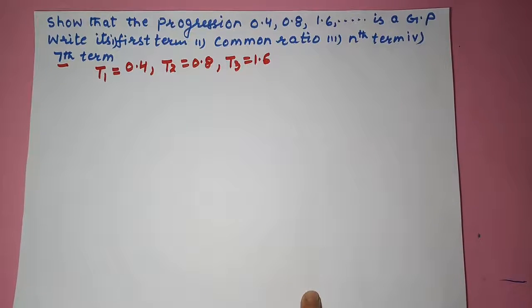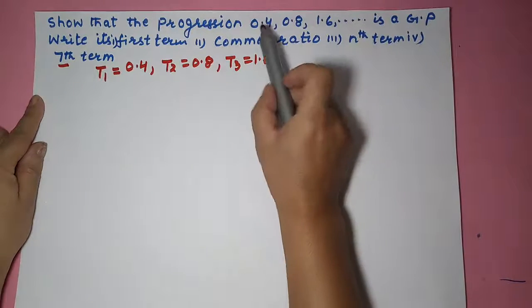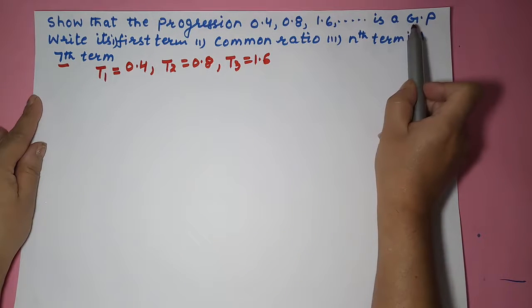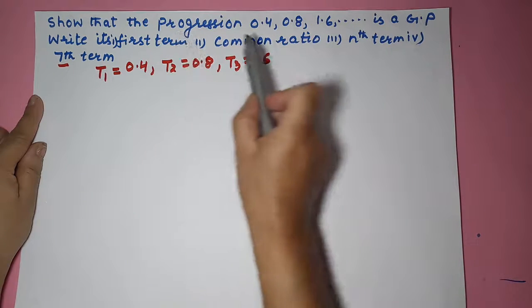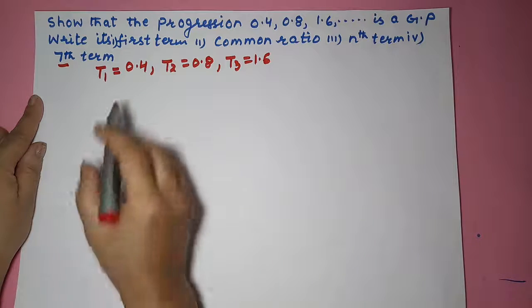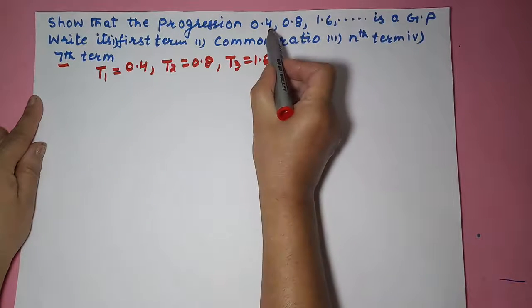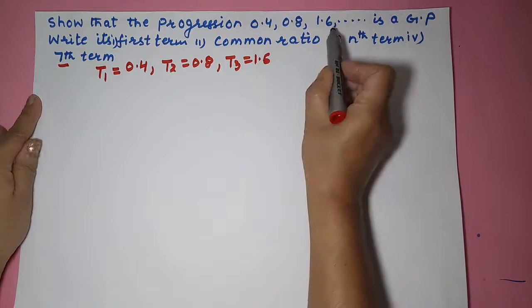In this video, we will continue with the GP sums. So here also we have to show that the given progression is a GP. And then we have to find its first term, common ratio, nth term, and then seventh term. So what is my T1 here? 0.4, T2 is 0.8, T3 is 1.6.